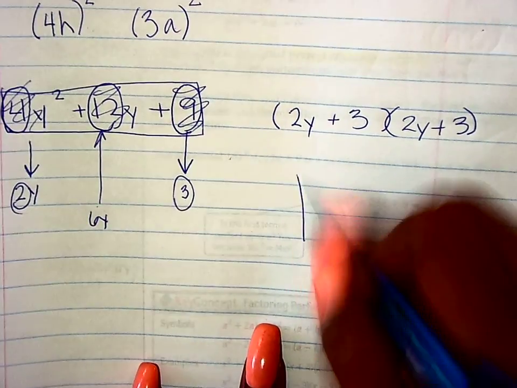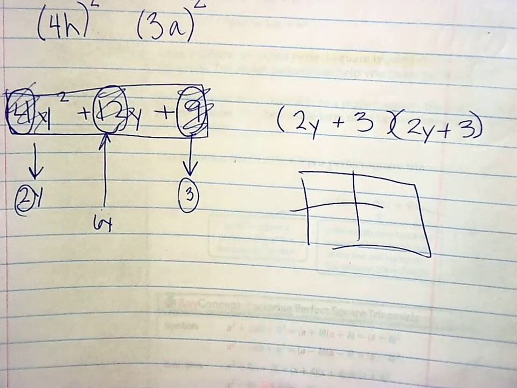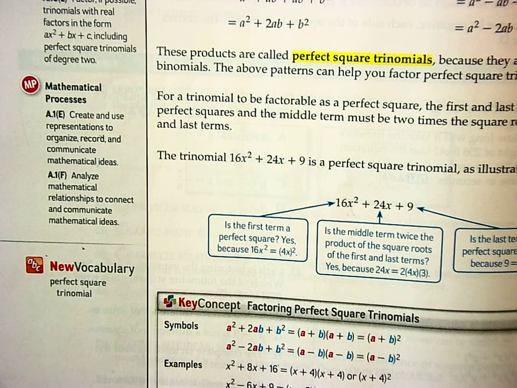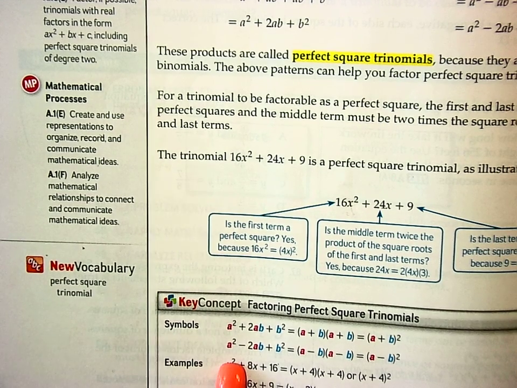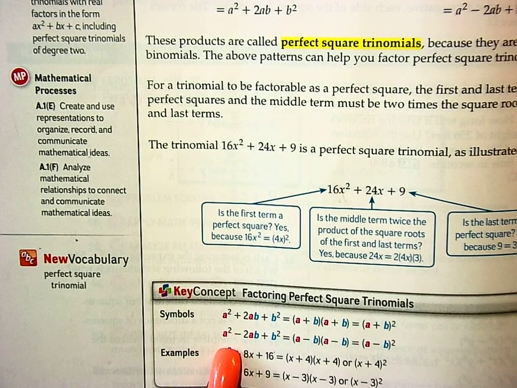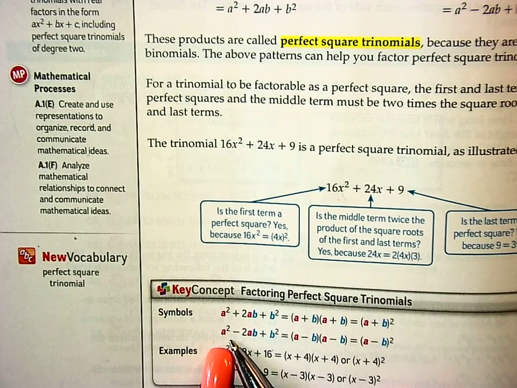How can we check this? Box method. Good question. A is the number where? In the top left. The first term. A is the first term.